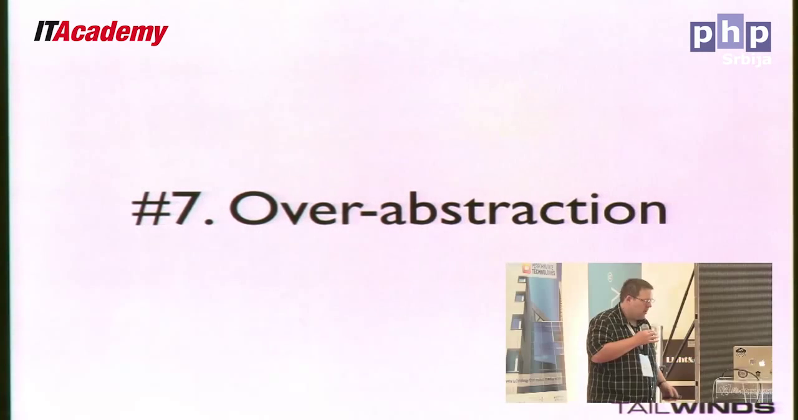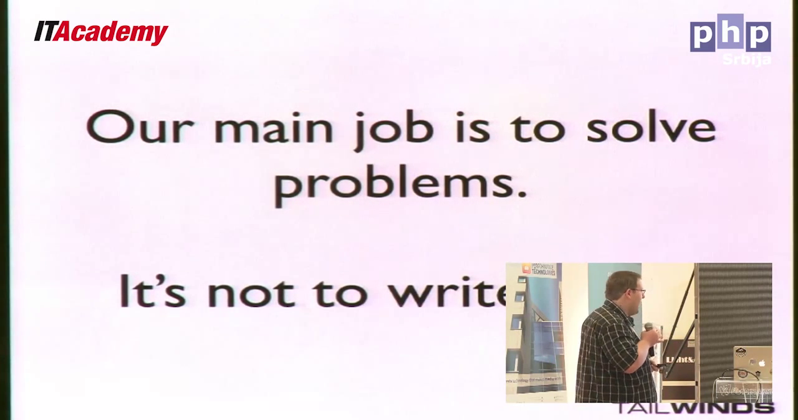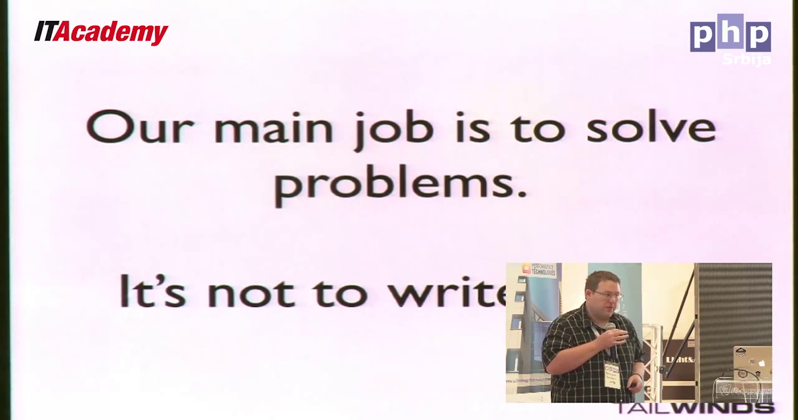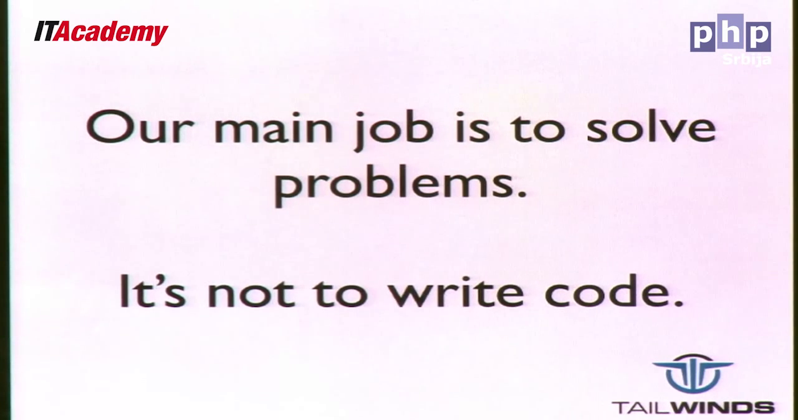Number 7, over-abstraction. I said this once before, I'll say it again. Our main job as software developers is to solve problems. Our job is not to write code. That's not what we get paid for. Nobody pays me to write code for them. They pay me to solve whatever business problem that they have. And if that involves writing code, great. But if it doesn't involve writing code, they're just as happy to have their business problem go away. They're cool with that.